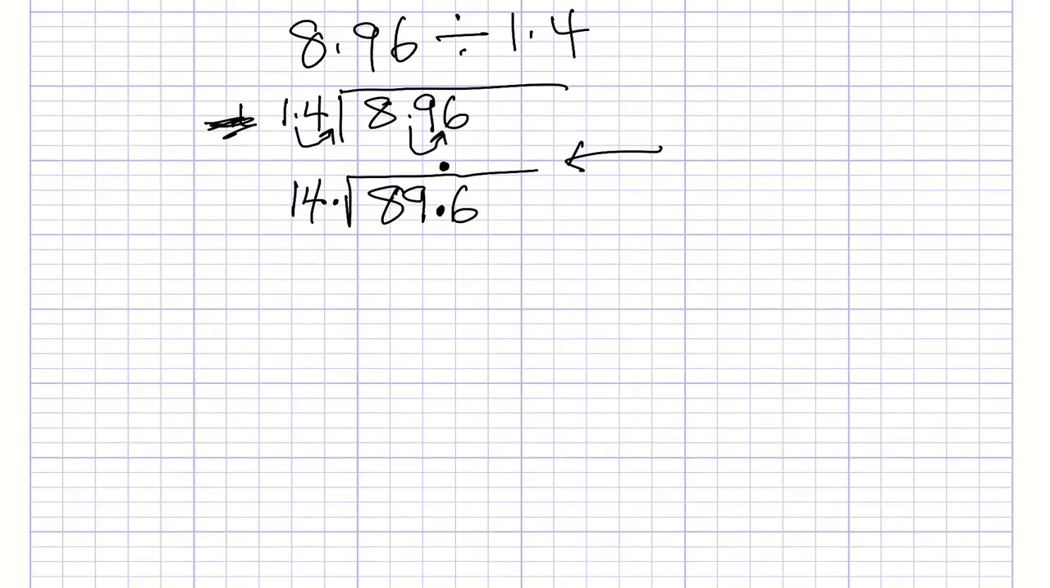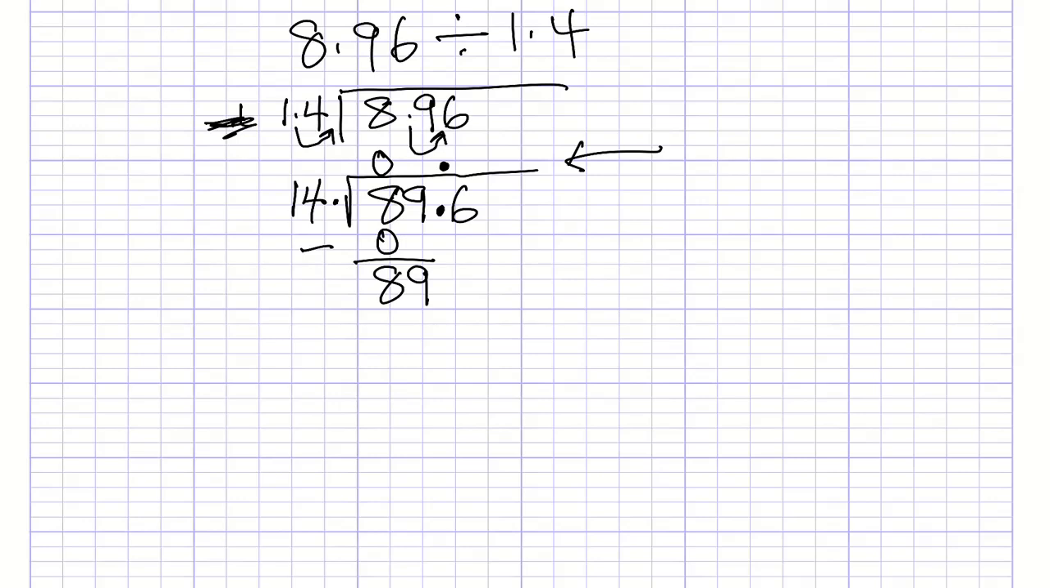Now, 8 divided by 14, it won't go. So we'll write 0 here. And then we'll multiply 0 and 14, we'll get 0. And we'll subtract. Just like we normally do. We'll bring 8 down. Alright. And then we'll bring 9 down.